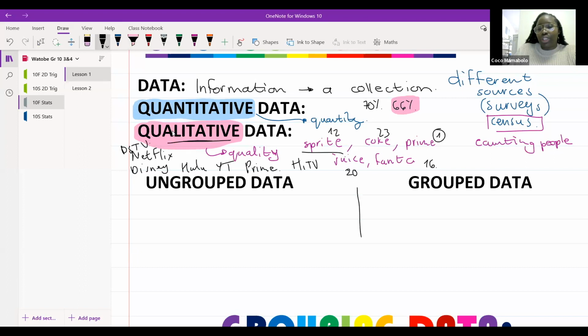Ungrouped data is where we're going to get millions of answers, like test scores, right? So let's do this. Everybody pop your height in the chat. Give me your height in centimeters.